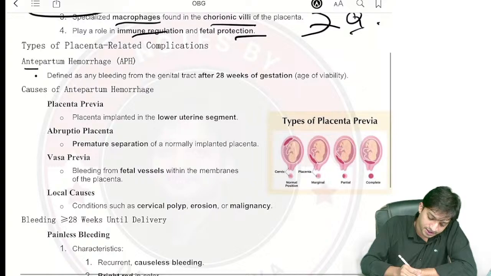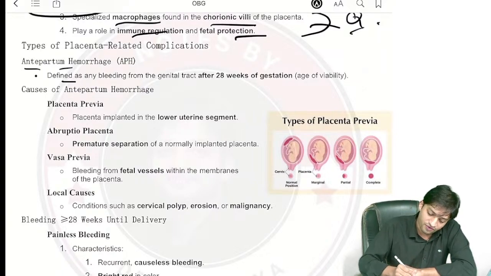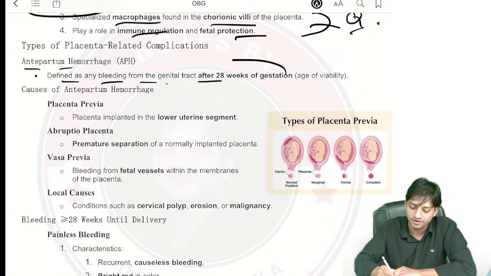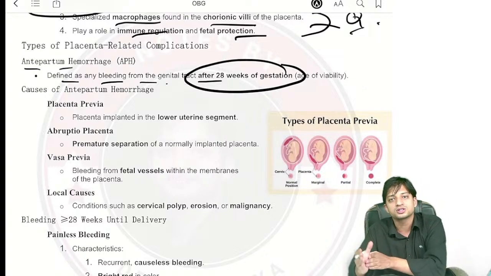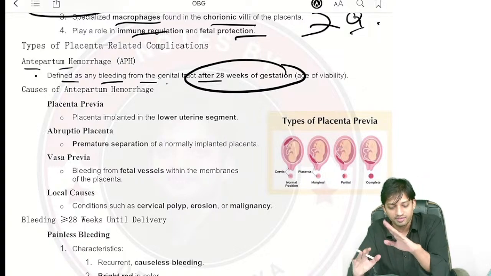So, starting here with antepartum hemorrhage, right? Antepartum hemorrhage is defined as bleeding from the genital tract after 28 weeks of gestation. And what is 28 weeks of gestation? They have asked you many times. Once the fetus crosses 28 weeks of gestation, it is called the period of viability, or the age of viability, right?